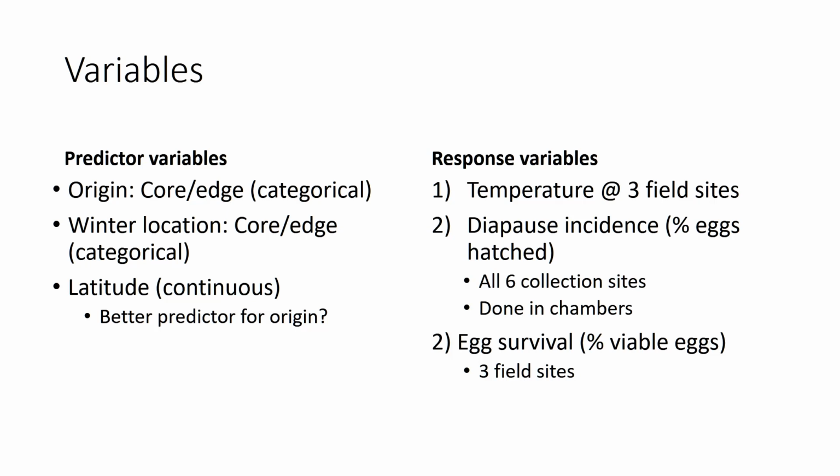Now, like I did with the last video, I want to talk about the predictor variables and the response variables. The things that they were interested in, seeing whether these turned out to be important, are the predictor variables, and they are the origin, the site where mosquitoes were collected from. Were they collected from the core, or were they collected from the edge? And in the last video I used the term margin, so edge, margin is the same.